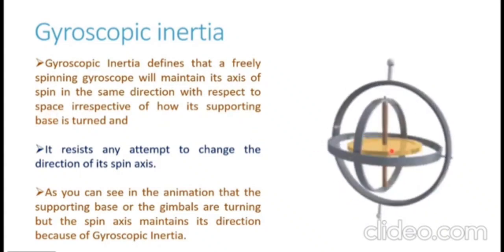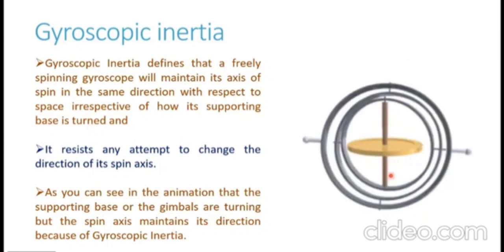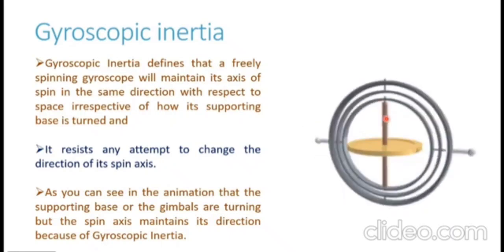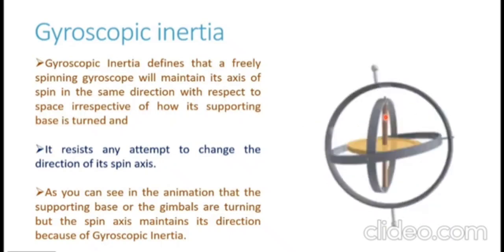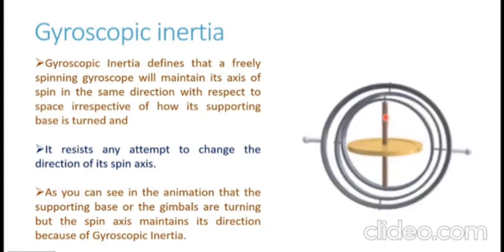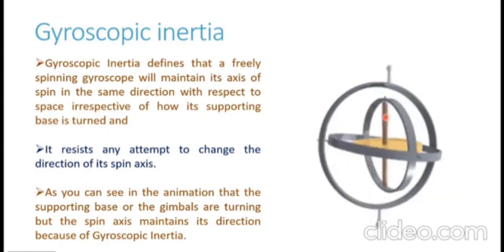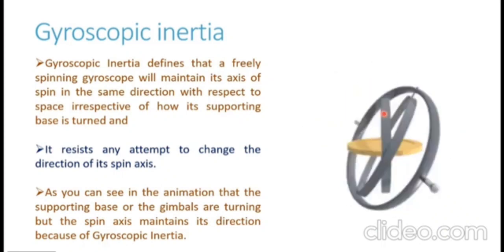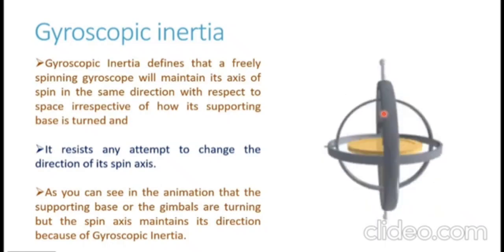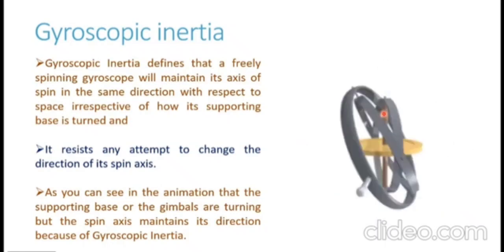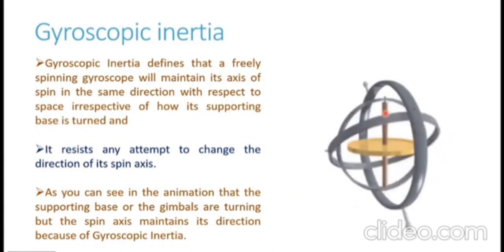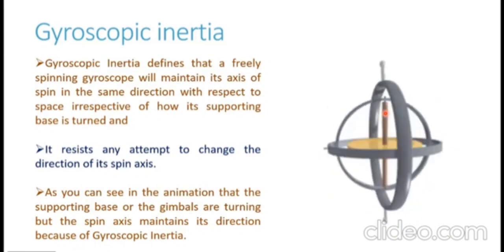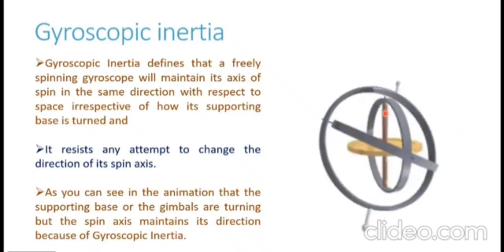Even if you try to push the brown color spin axis directly, let us say you try to touch the brown color rod and try to push it manually, bypassing these gimbals, the outer member and the gimbals, even then you will feel that it will resist any attempt to change the direction of its spin axis. If it was not spinning and you push the brown color rod, it will move in whichever direction you are pushing it. But as soon as it starts spinning and showing this gyroscopic inertia, even if you push it, it is going to resist any attempt to change its direction. You will see that an invisible resistive force appears.